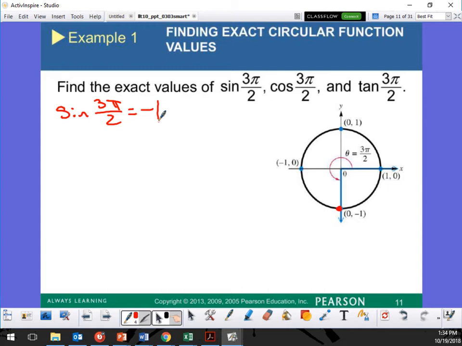Now, cosine. You guys need to stop, please. Cosine is which value? Cosine is x. X value. So the x value, find 3 pi over 2, you guys already have that. What is the x value there? Zero. So cosine 3 pi over 2 is zero.